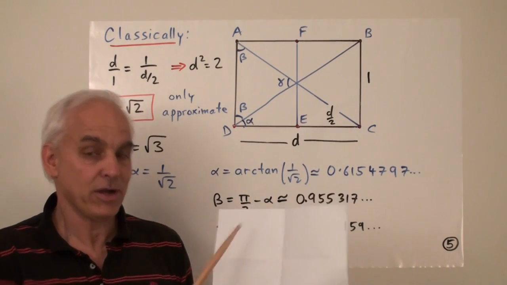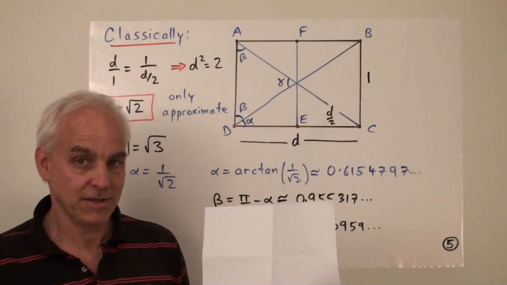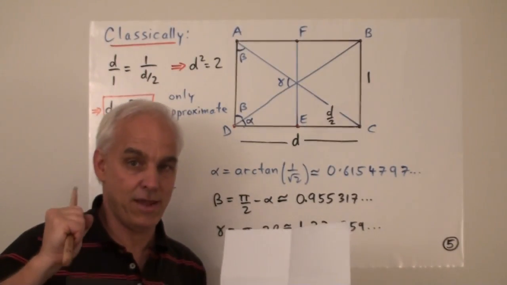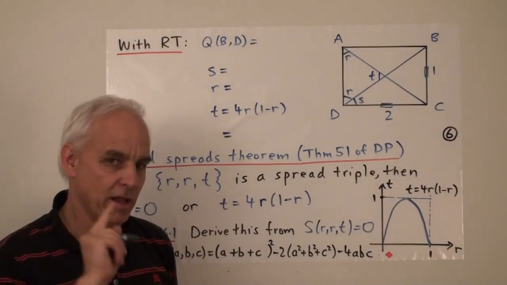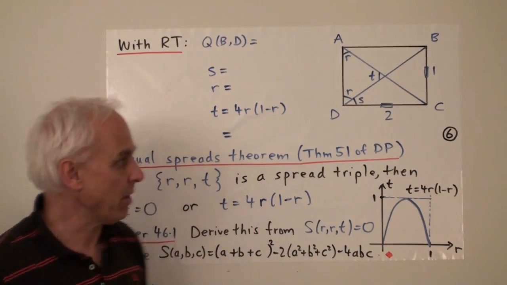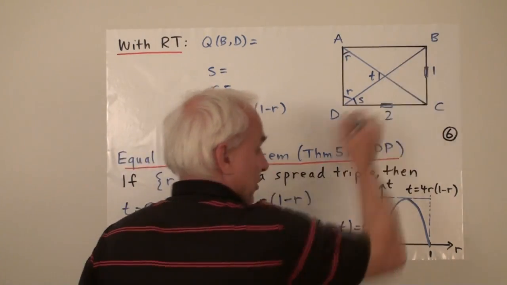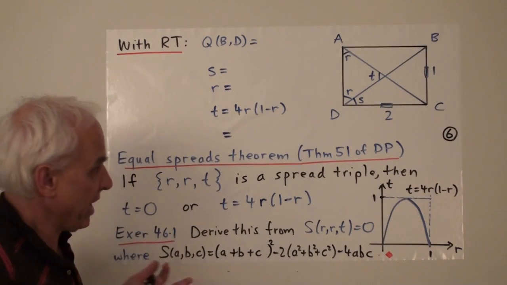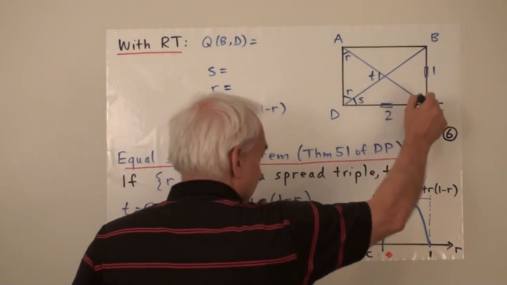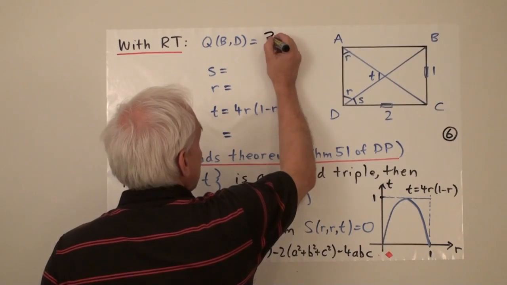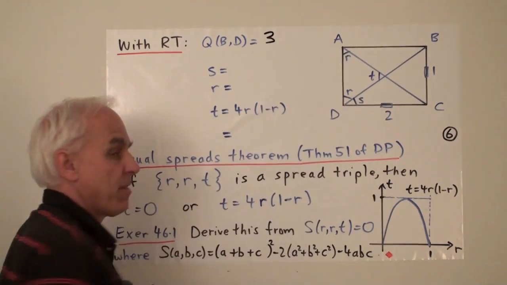There's actually quite a lot of interesting geometry in it if we look at it in the right way. So let's make a few calculations with rational trigonometry. Quadrance of 1, quadrance of 2. What's that diagonal quadrance? Well, Pythagoras' theorem says that it's 1 plus 2. So the quadrance between B and D will be 3.